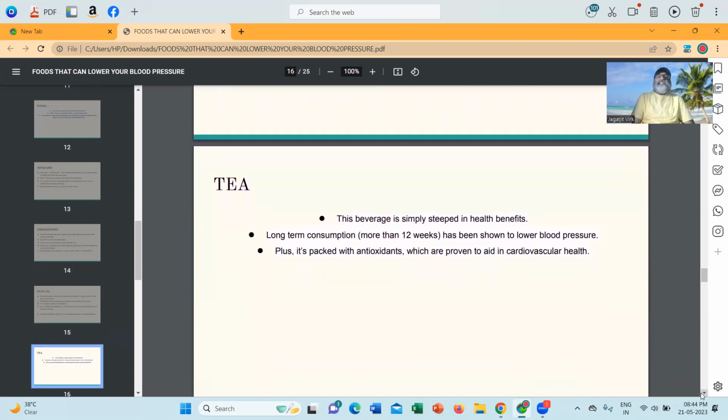Tea. This beverage is simply steeped in health benefits. Long-term consumption, more than 12 weeks, has been shown to lower blood pressure. Plus, it's packed with antioxidants, which are proven to aid in cardiovascular health.